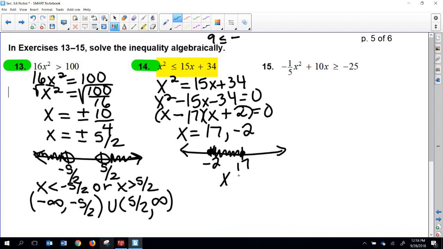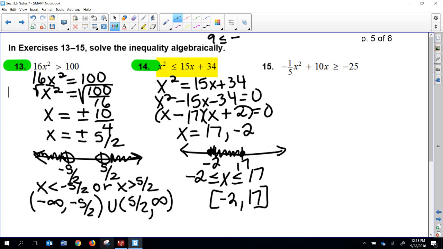Any x, as long as it's less than or equal to 17 and greater than or equal to negative 2. So any x that's in between negative 2 and 17 is going to work. To write that in interval notation, it's going to go from negative 2 to 17, and that again shows us that any value, including negative 2 and 17, is going to be a solution to that inequality.